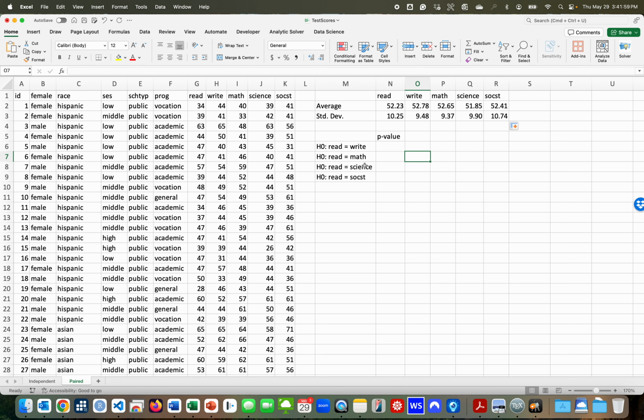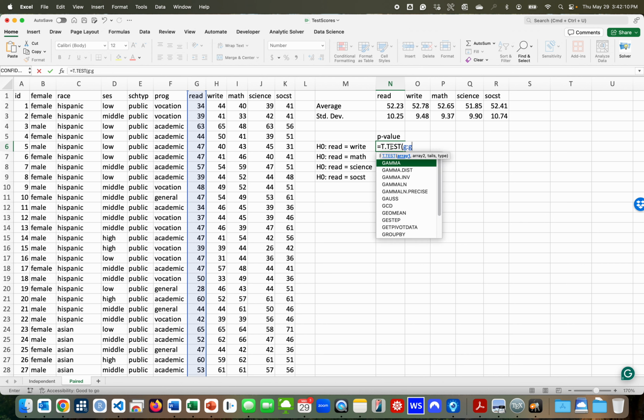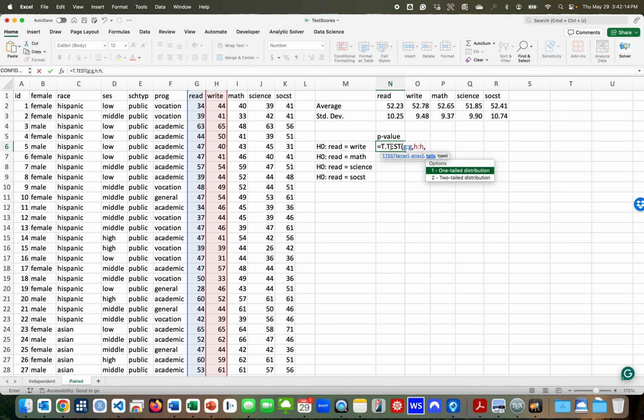So the first test we want to cover is the null hypothesis that the reading score is equal to the writing score. So this is going to be a t-test. So t.test on column G for reading, column H for writing. It's still a two-tailed test, but now we're going to do option 1. We're going to use the paired option, and that allows for correlation between the reading score and writing score.